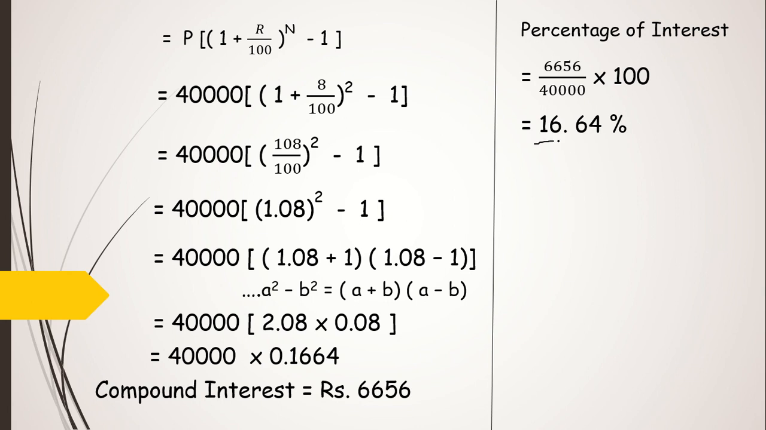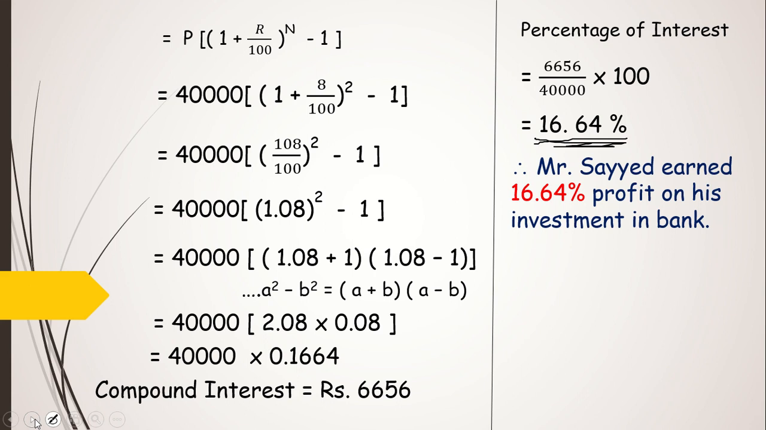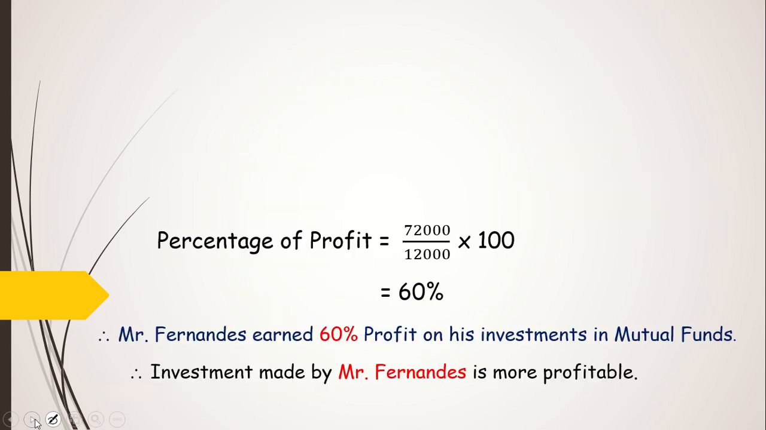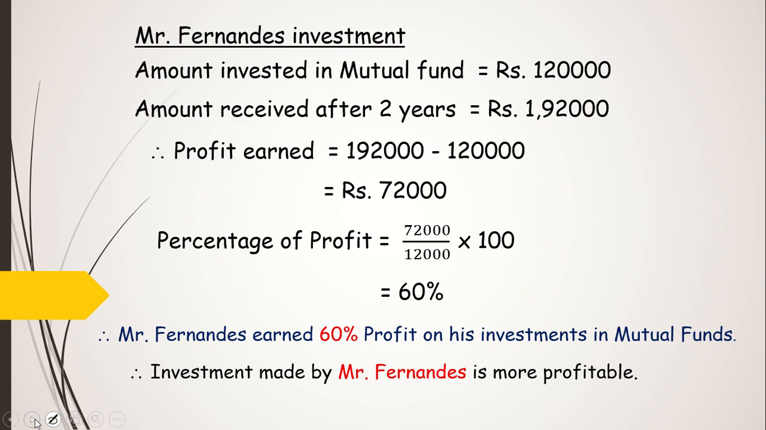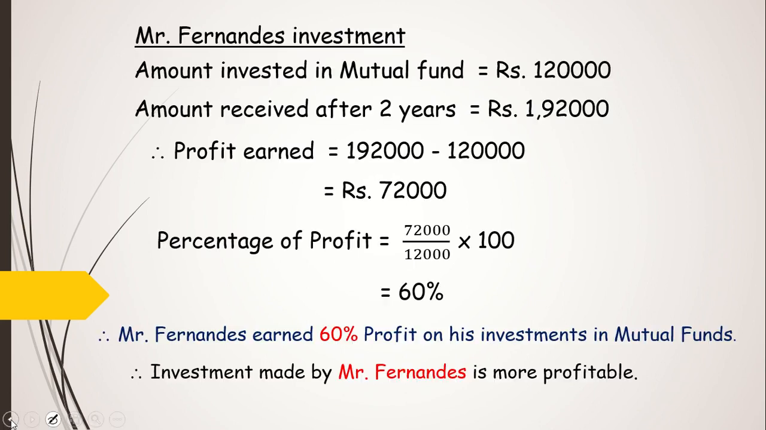So Mr. Sayyed's profit is 16.64% in terms of percentage, not rupees. And now with Mr. Fernandez we will see. Mr. Sayyed earned 16.64% profit on his investment in the bank. Now Mr. Fernandez, we have already seen 72,000, right? Amount invested in mutual fund was 1,20,000.